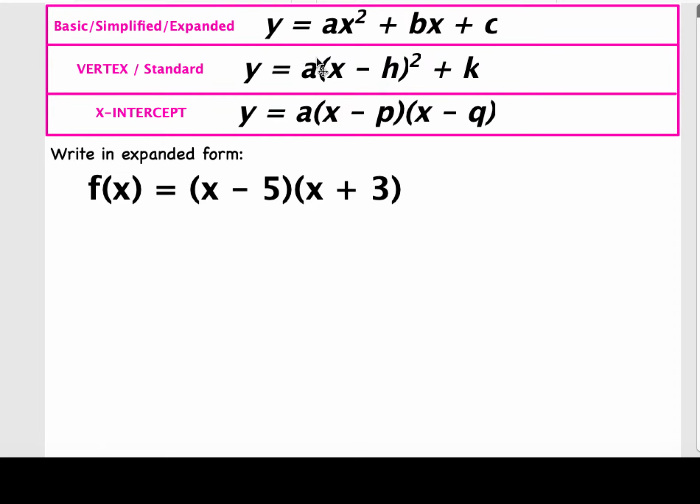And then a is, again, still sort of our vertical stretch idea. So this is much more of a transformational idea, and a very easy thing to use. That's why we call it standard or vertex form. It quickly gets you the vertex and that transformation, the stretches, the shrinks, the reflects.